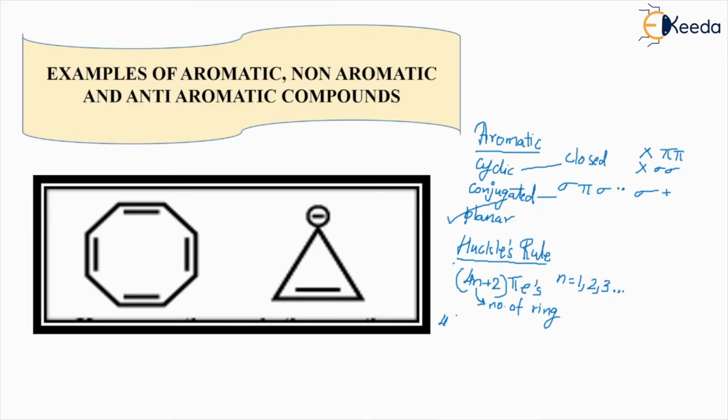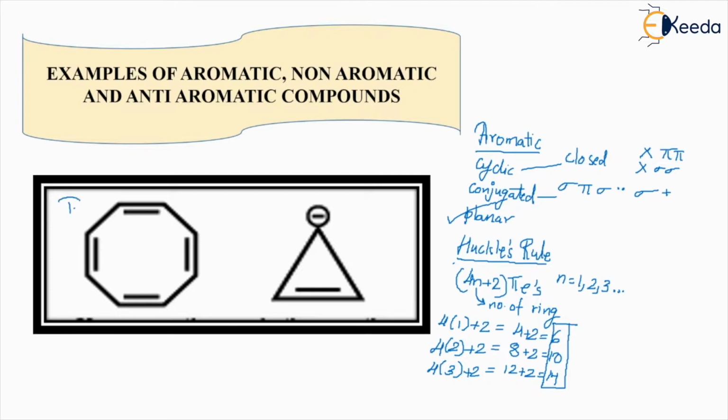So if I have 4 into 1 plus 2, it becomes 4 plus 2, which is equal to 6. If I have 4 into 2 plus 2, it becomes 8 plus 2, which is 10. If I have 4 into 3 plus 2, it becomes 12 plus 2, which is 14. And eventually, these are the numbers which we have to remember. Now, let us start with the first one.